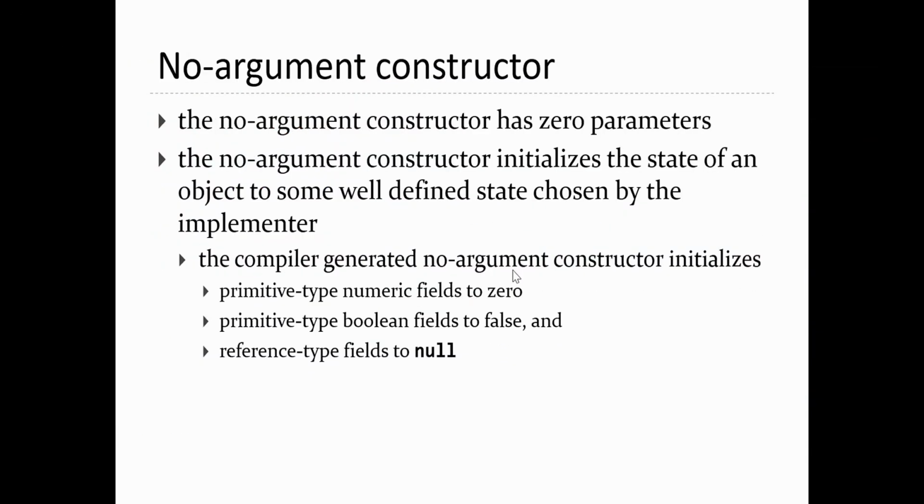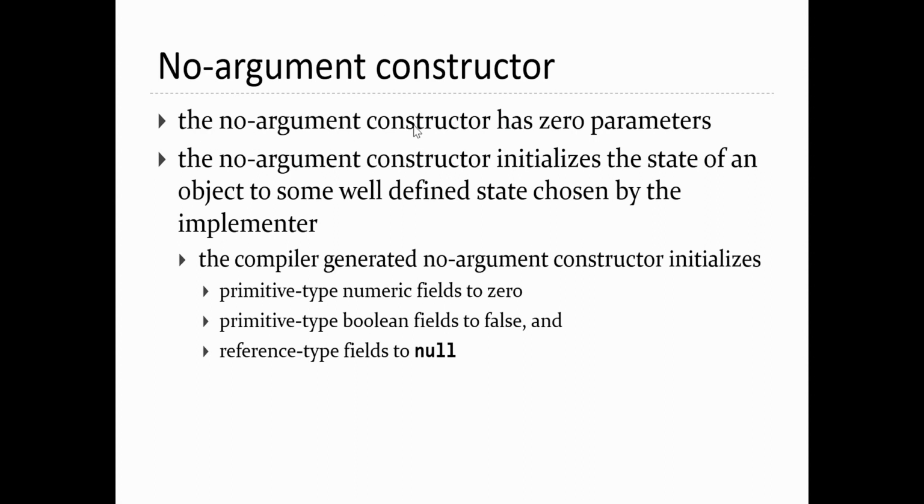Now, the problem is when you make a class, you normally want to have more than one constructor. It's usually the case where you have more than one constructor. So as soon as you define any constructors, the compiler no longer makes the no argument constructor for you, which means normally you have to define it yourself.